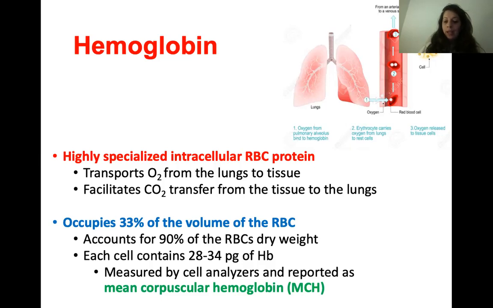And we can measure that by cell analyzers that we will learn about in our next classes and even demonstrate using them. And the measurement is reported as the mean corpuscular hemoglobin, or what we call MCH.